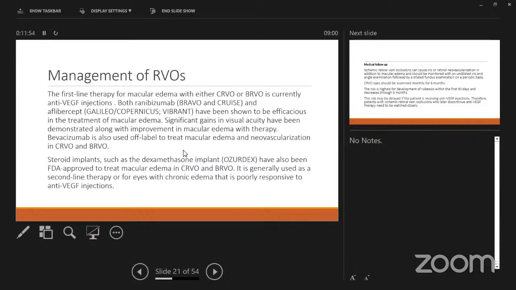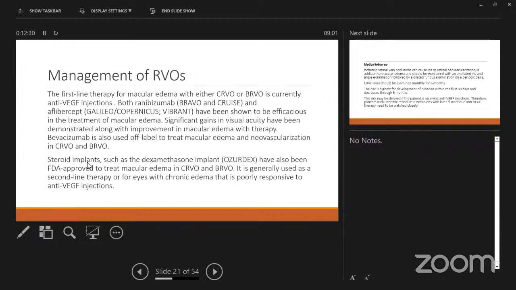In management, first line is again, as I have discussed, anti-VEGF. The various anti-VEGF agents are ranibizumab, bevacizumab, and aflibercept. For ranibizumab, the studies were BRAVO and CRUISE, and for aflibercept, they were GALILEO, COPERNICUS, and VIBRANT. These were the studies for the use of these agents for treatment of macular edema in respective vein occlusions. Significant gains in visual acuity have been demonstrated. Ranibizumab and aflibercept have FDA approval, whereas bevacizumab is used often.